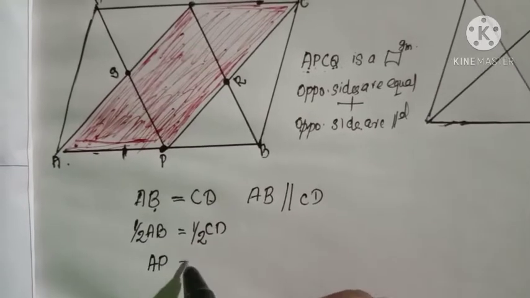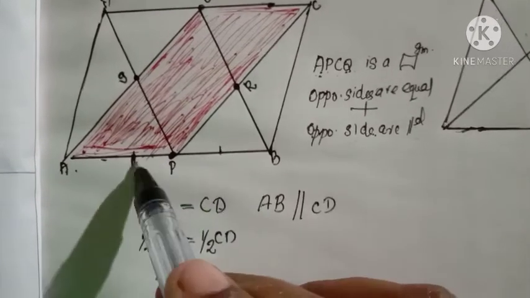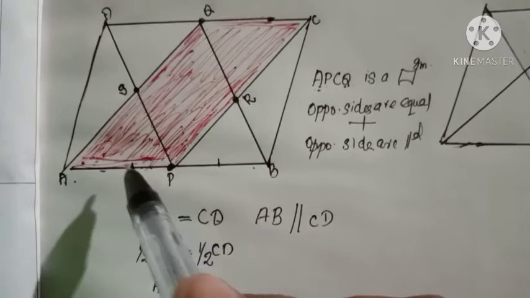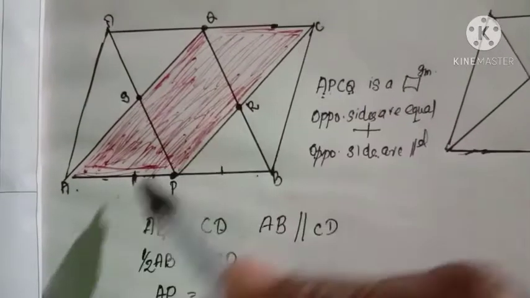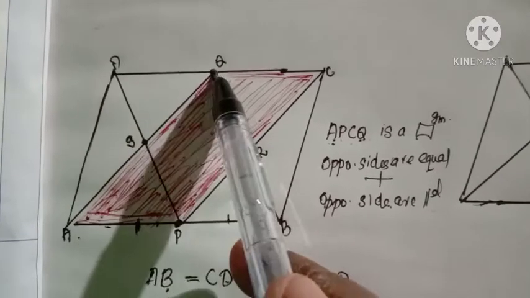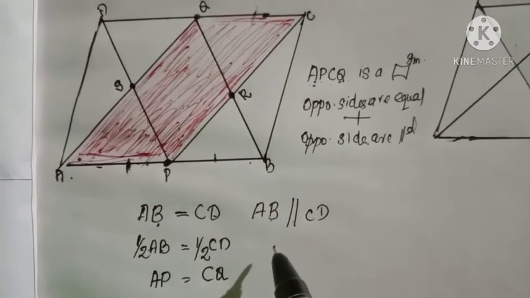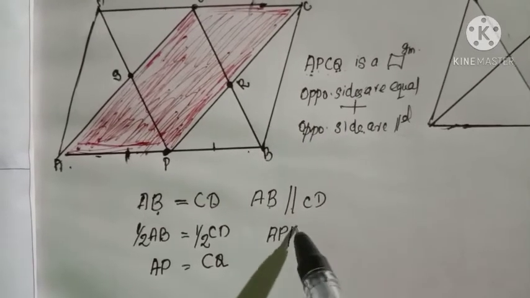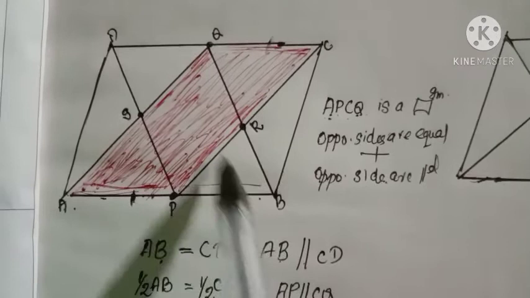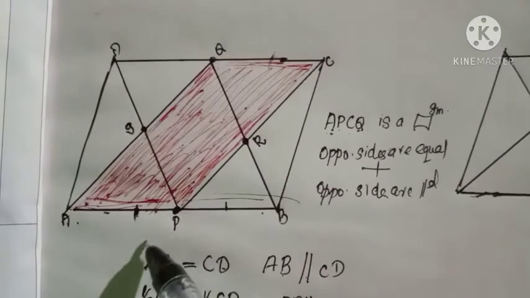So take AP. Why did we take the AP portion? PB is also half of AB, but we need AP, because AP belongs to this quadrilateral. That's why we selected AP. AP equals half of CD. Half of CD is DQ as well as CQ. Let us take CQ. AP equals CQ. If AB is parallel to CD, then AP is also parallel to CQ. Since these two lines are parallel, parts of these lines are also parallel.